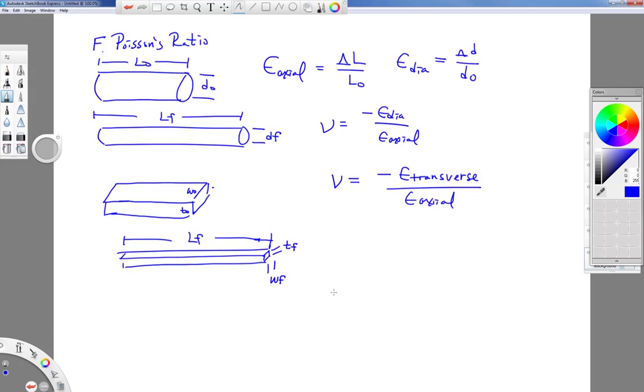And for most engineering materials, engineering metals anyway, the value is somewhere around 0.3. So for aluminum, Poisson's ratio may be around 0.25. For steel, maybe around 0.3, 0.33.